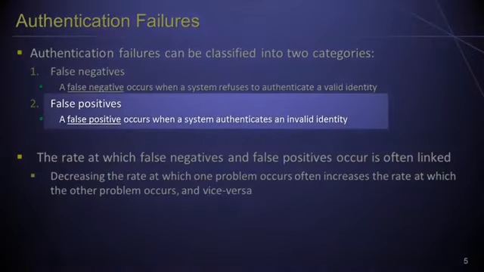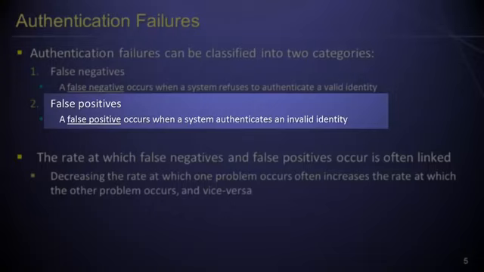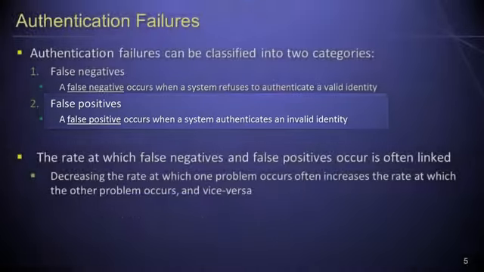By contrast, a false positive occurs when a system authenticates an invalid entity. Returning to our email example, if an imposter is able to guess your password and they supply your username and password to the email system, the system will then assume that the imposter is you and will allow him or her to log in and view your emails. This is an example of a false positive.